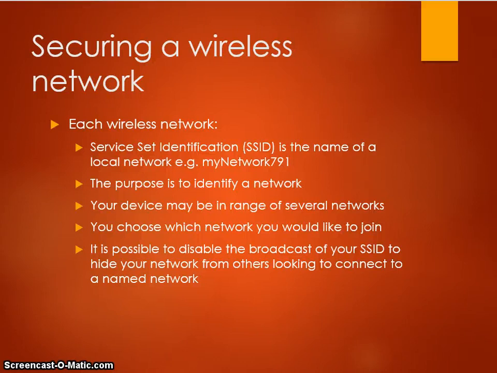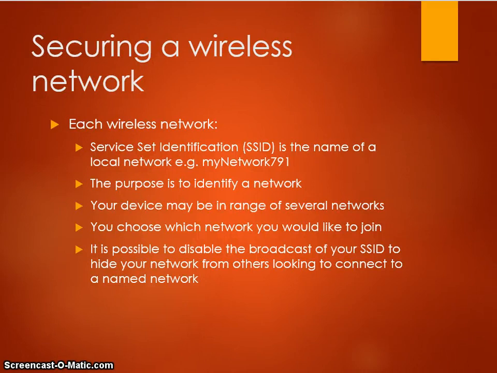Now each wireless network would have an SSID. This is the Service Set Identification, and it's the name of the local network. For example, My Network 791. You may have done this at home. You might have a network set up at home, and with your wireless router, it may be a default Virgin Media one, so it may have VM something on there. It could be a default Sky one with Sky and then the name of it, or you may have actually gone into the settings and changed the name yourself.